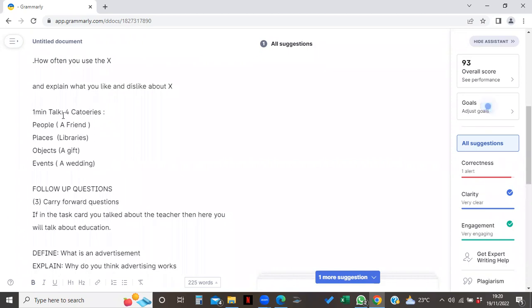Now it could be four categories: people, places, objects, or events. People, it could be about a friend, a celebrity, a security guard, anyone, right? Places, it could be any place. It's a very vast category. Object, a mobile, a headphone, anything. An event, a wedding, a birthday, or anything, right? So they could talk to you about any of these four categories.